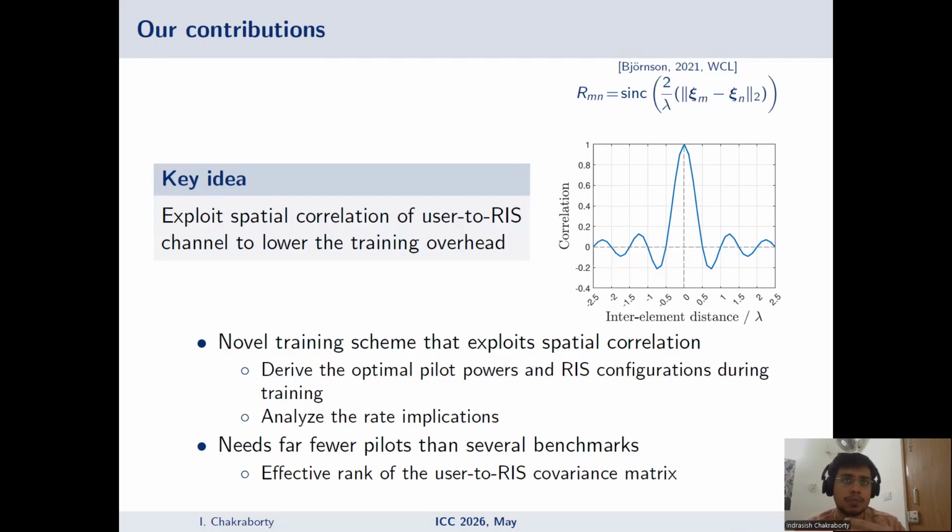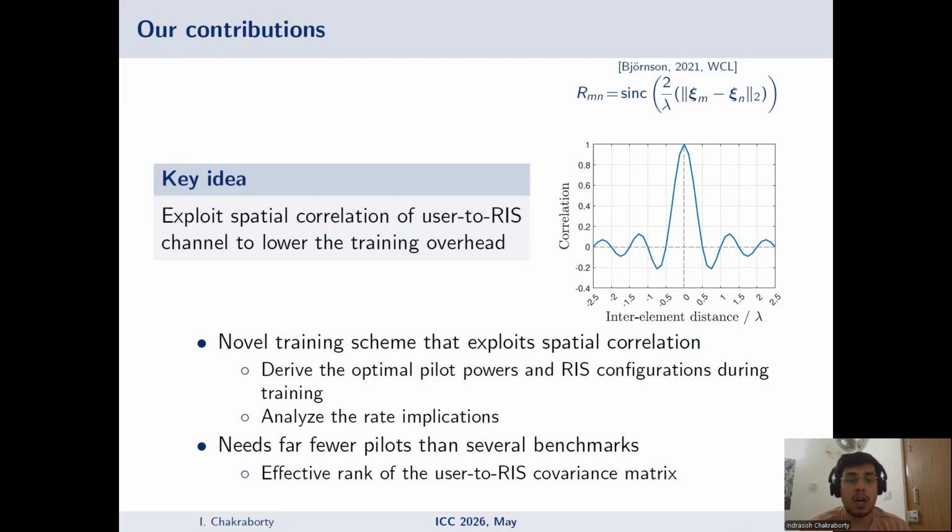So effective rank basically captures the eigenvalues whose sum doesn't exceed a predefined threshold, and this threshold is one millionth of the trace of the covariance matrix basically. And what it turns out is this effective rank is a quantity that is lesser than rank. And we'll show that our scheme needs far fewer pilots than them.